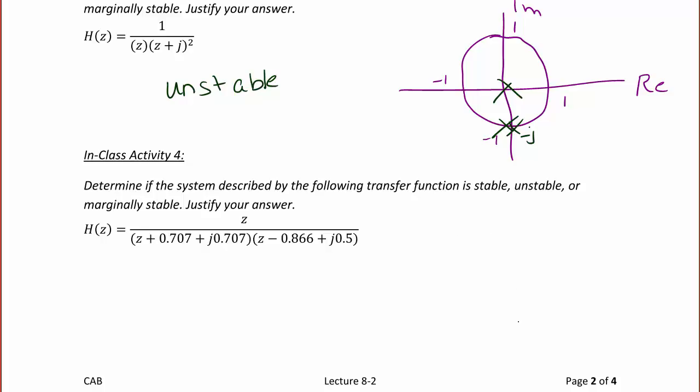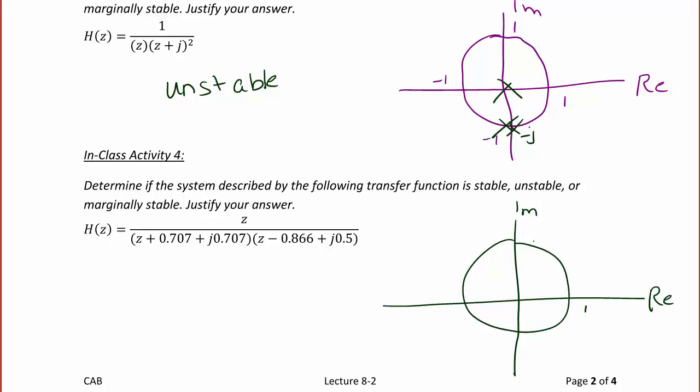So first, I will draw the z-plane again. Here's the real axis, the imaginary axis, and here's the unit circle. 1, 1, negative 1, negative 1. First, we put our 0 at the origin here. And then we're going to have one pole at negative 0.707 minus j 0.707. So here's negative 0.707 minus 0.707.